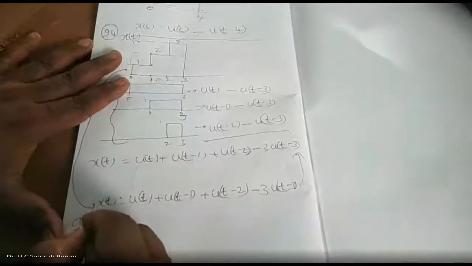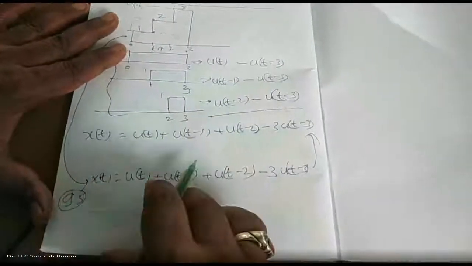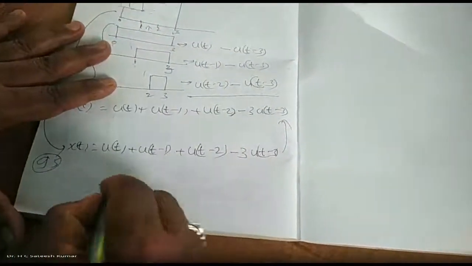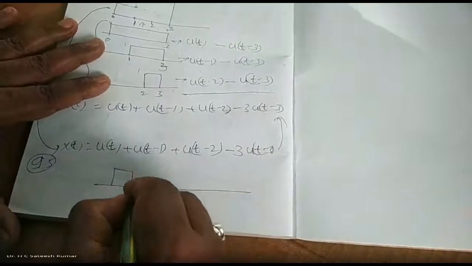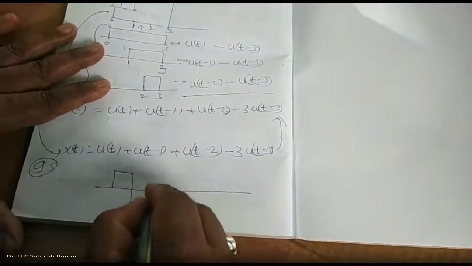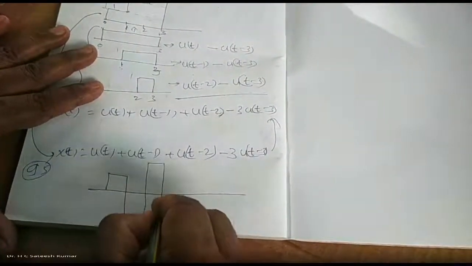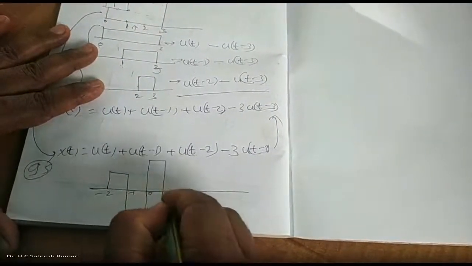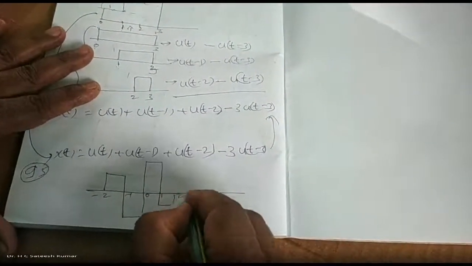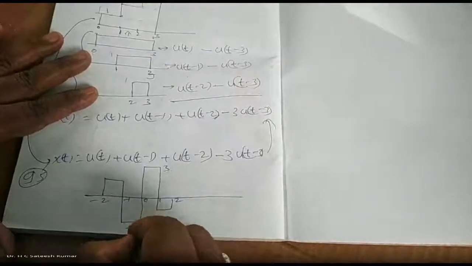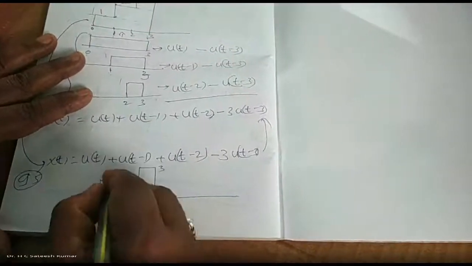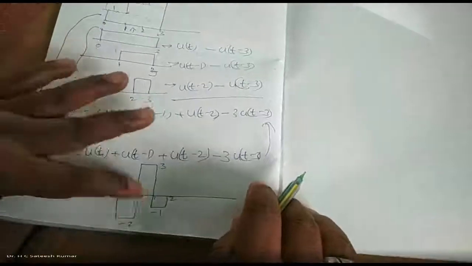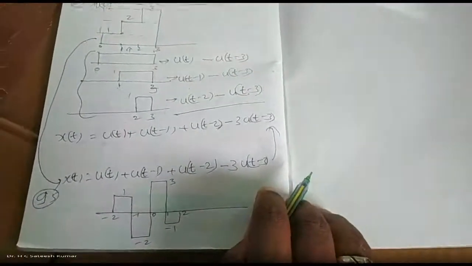Now let us go for one more problem. How to represent this kind of signal? Zero, minus one, minus two, 1, 2, 3, minus 2, minus 1, 1. When we have this kind of signal, this method becomes very easy.